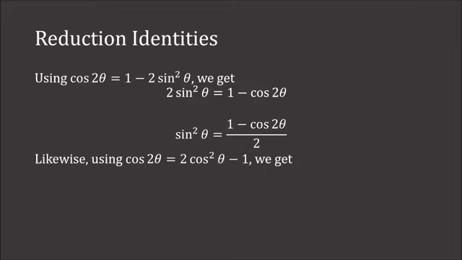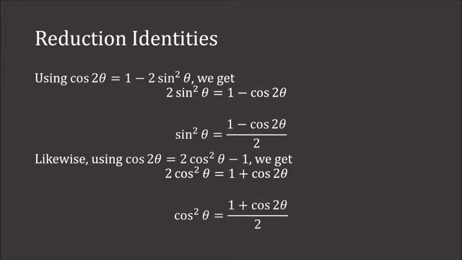Now if we use cosine of 2 theta is equal to 2 cosine squared minus 1, we'll get 2 cosine squared is equal to 1 plus cosine of 2 theta, which means that cosine squared is 1 plus cosine 2 theta over 2. And that is our reduction identity for cosine.